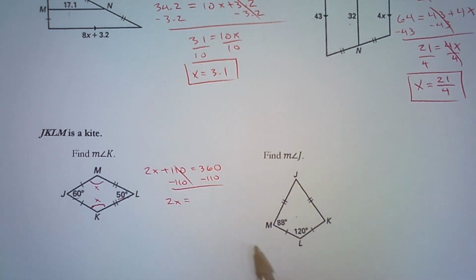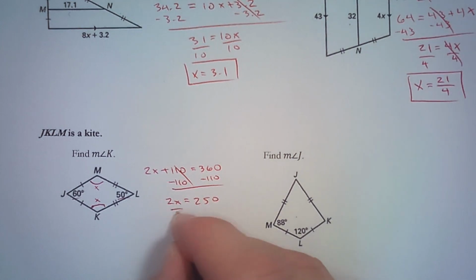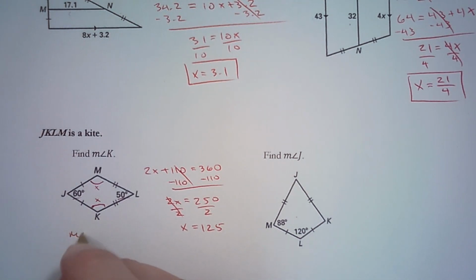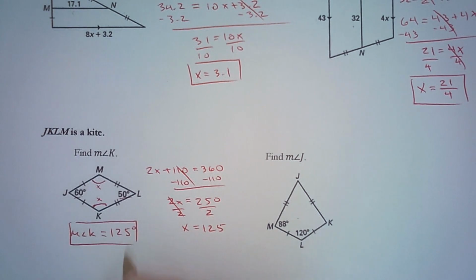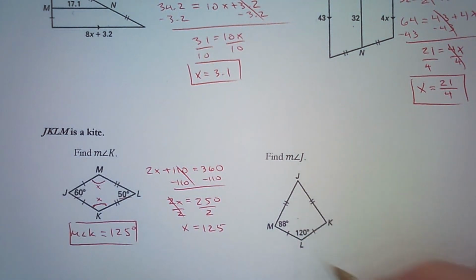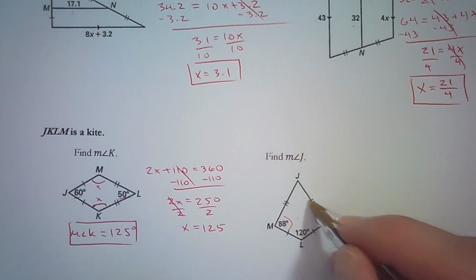So I get 2x equals 250. And I can divide both sides by 2 and get x equals 125. So we were not asked for a value of x, we were asked for a measure of angle K. The measure of angle K is 125 degrees. On this kite, the two congruent angles are M and K. The congruent angles are always between non-congruent sides.